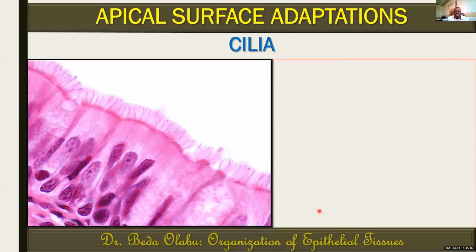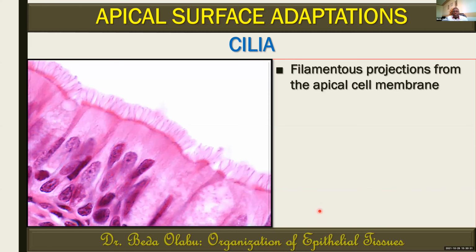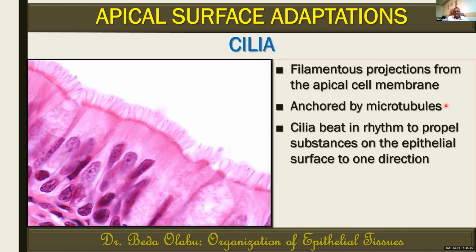The third one is cilia. Cilia are filamentous projections from the apical surface, as you can see. And uniquely, cilia is anchored by microtubules. Also, cilia is able to beat in a particular rhythm. The rhythmic beating of cilia propels substances on the surface of epithelium to one particular direction.